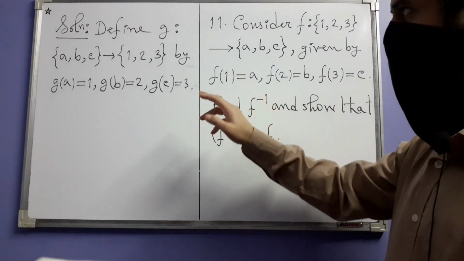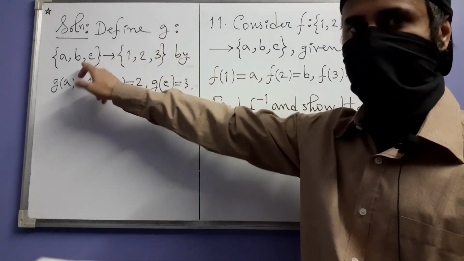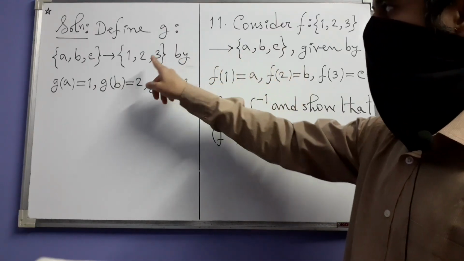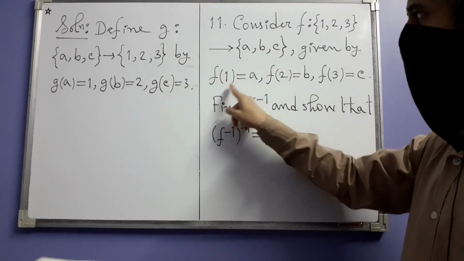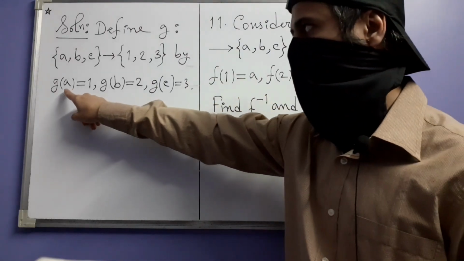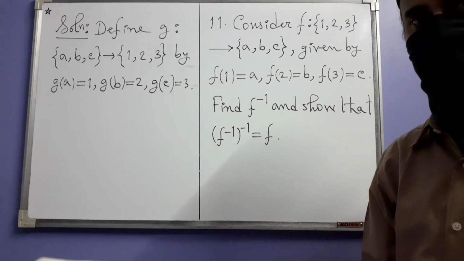That means this time, and one more thing, g will have the domain which is the codomain of f, and the codomain of g will be the domain of f. Alright. f of 1 is a, so we define g of a to be 1. Similarly, g of b is 2 and g of c is 3.